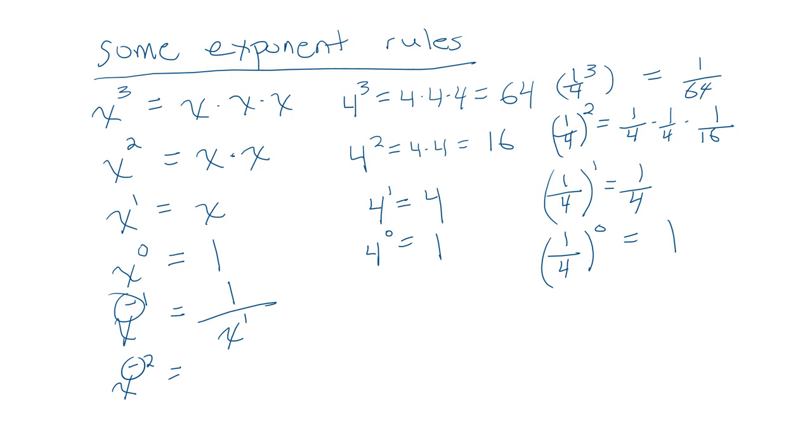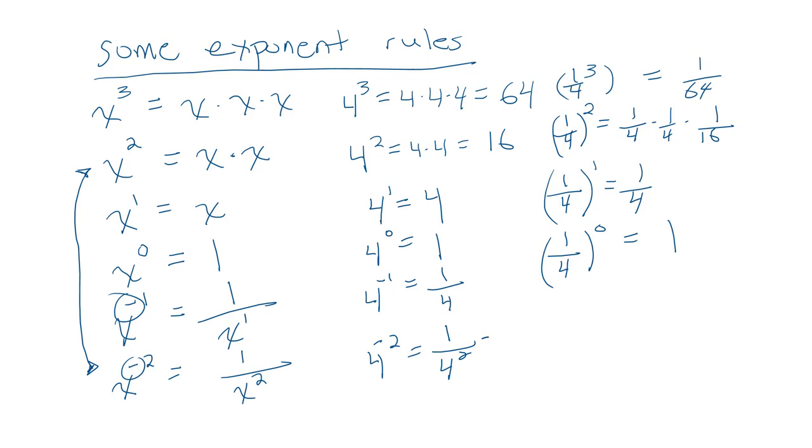And how about x to the negative 2? Well, I see that negative sign. I just write 1/, and I write x squared. X to the negative 2 is the reciprocal of x to the positive 2. 4 to the negative 1, what's that? That is 1/4. 4 to the negative 2, that is 1/4 squared. It is 1/16. It is the reciprocal of 4 to the positive 2.